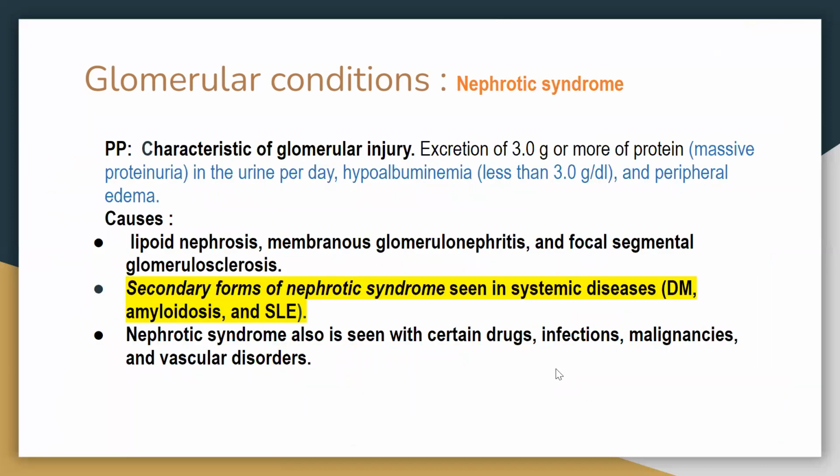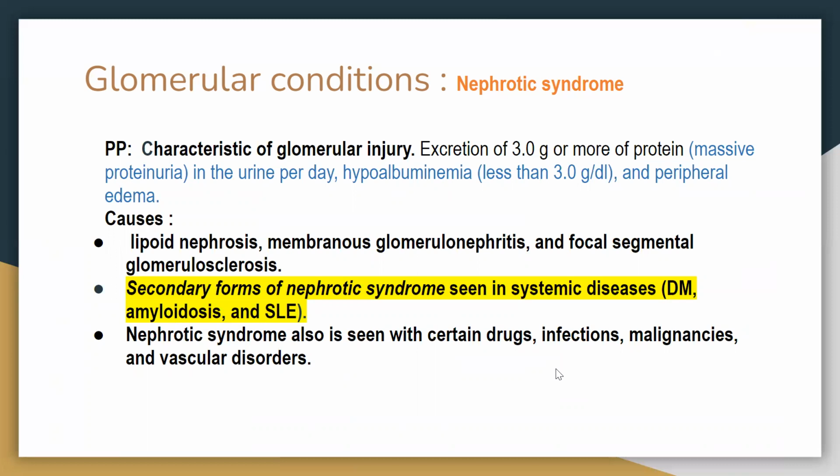Nephrotic syndrome, even though this is discussed again later on in other urinary disorders, I wanted to bring this up because of the characteristic nature of the glomerular injury. Excretion of 3 grams or more of protein is considered massive proteinuria, along with hypoalbuminemia and peripheral edema. Those are the 3 characteristic signs of glomerular injury caused by nephrotic syndrome. So you have to know these levels and those 3 terms.